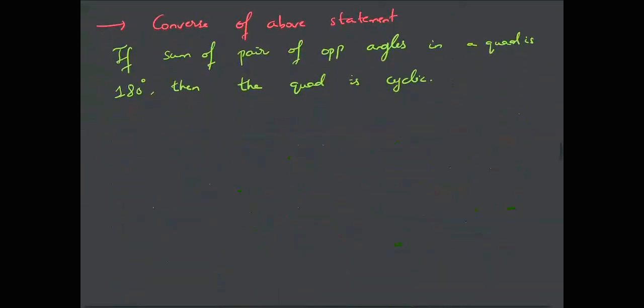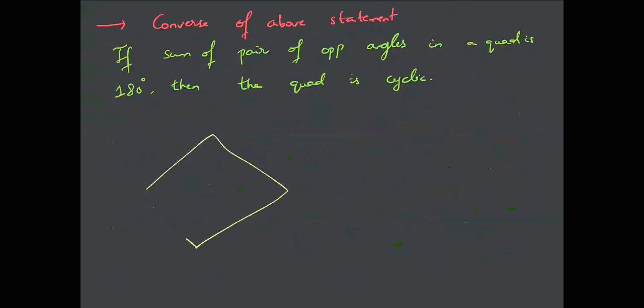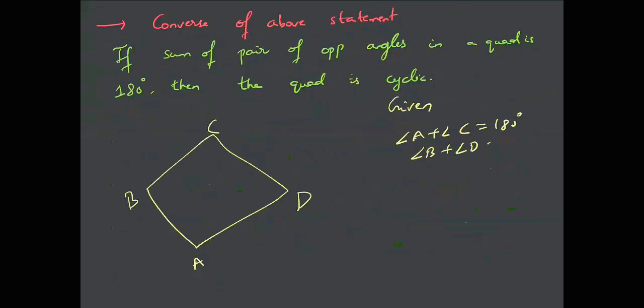Yeah. So the converse of the above statement: suppose you have a quadrilateral ABCD, and it is given that the sum of opposite pairs is 180. Okay, that is, angle A plus angle C is 180 and angle B plus angle D is 180. This is given. So then you need to prove that quadrilateral ABCD is cyclic. Okay, so this is the converse of the above statement.